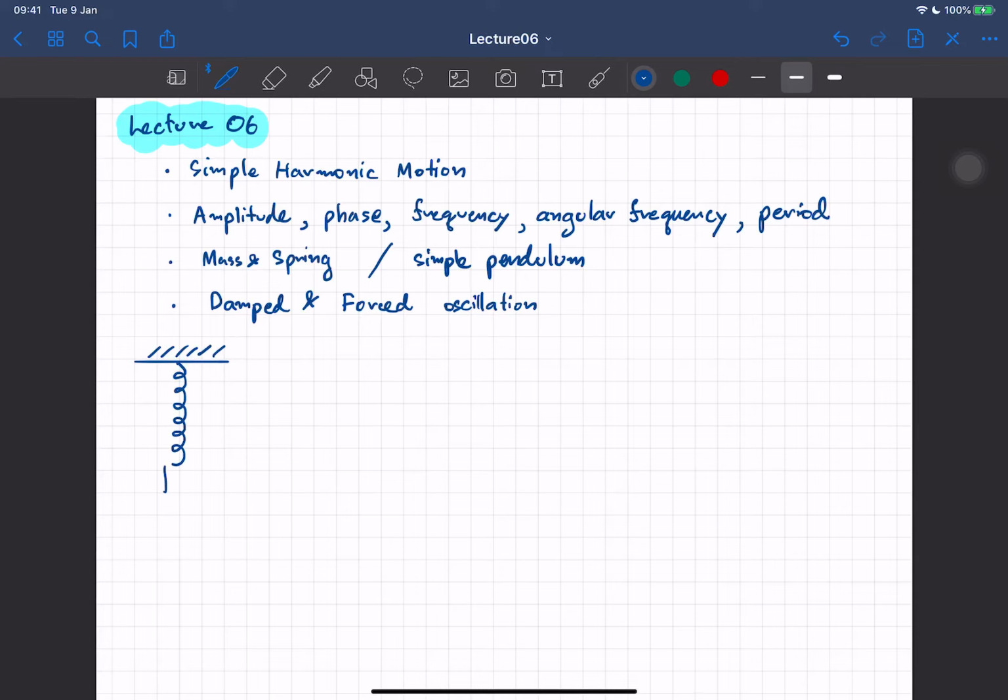So we have a spring, and then we have a mass like this, okay? And the spring is characterized by the spring constant K. Okay, so let's reveal what this means. So the spring obeys what we call Hooke's law.